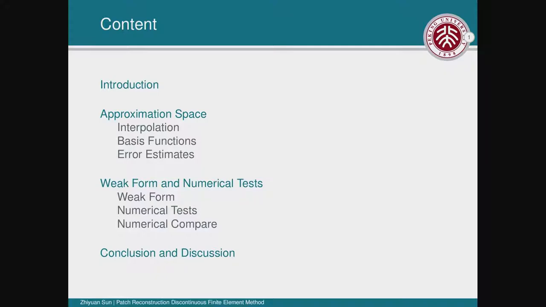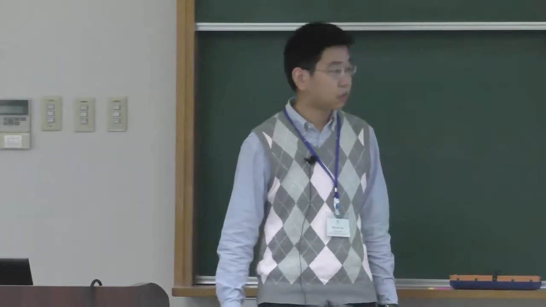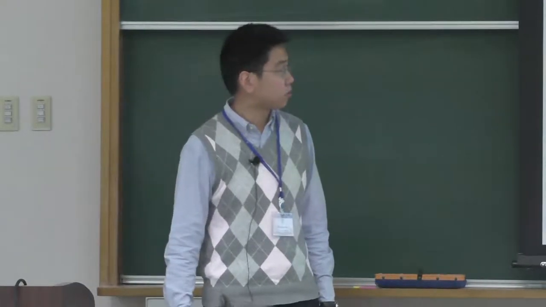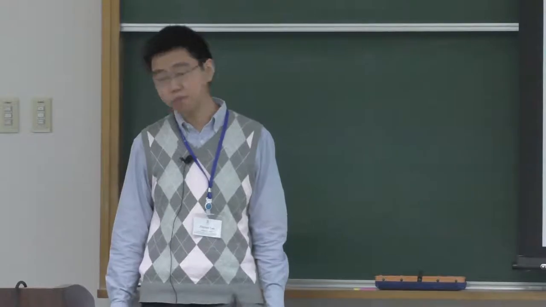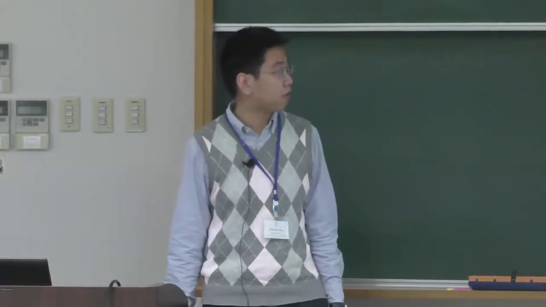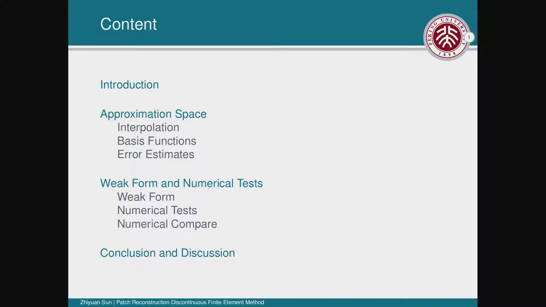First, we want to introduce the interpolation process, and from the interpolation process, we can get the basis function of our space. And for theoretical analysis, the approximation error must be analyzed. So there are some conditions for the error estimate, and then we can use this space to solve the elliptic equations, and because there is some discontinuity of the space, we must use the DG scheme to get the variational formulations, and then we give some numerical tests to verify our theoretical analysis. Then we compare our method to the finite element method and the DG method. And finally, I give some conclusions and discussions.